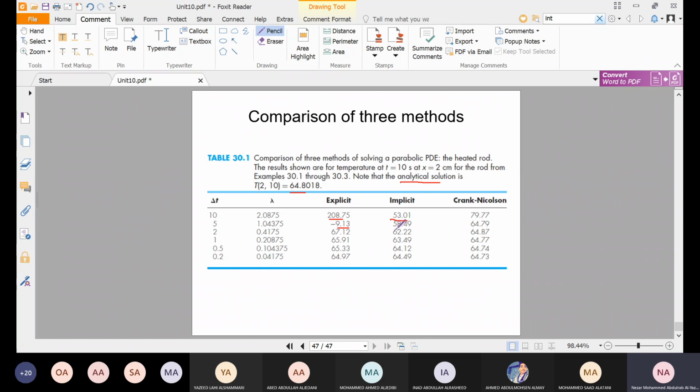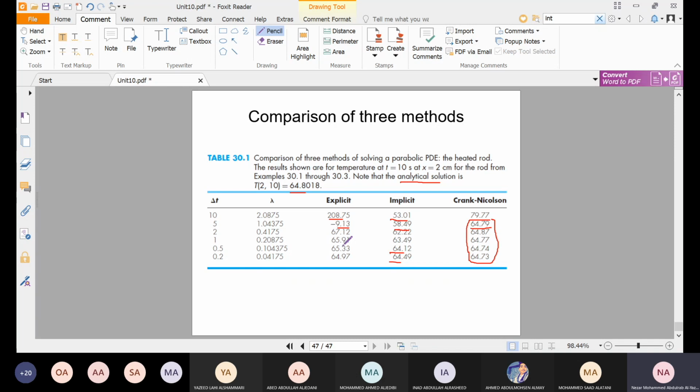Here, for example, the implicit is a little bit improved. Crank, you can see, provides a good accuracy. The error is around 0.01. After that, if we decrease the step size, you can see this can converge to minimum errors when the step size becomes 0.2, 0.5. While the Crank method provides a good accuracy, with an acceptable step size it provides a good accuracy.